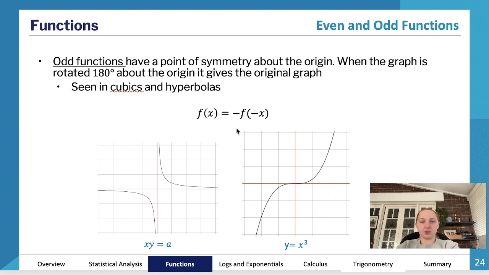Okay, so that negative f just means the whole function is negative, and then the negative x says that the x within our function is also going to be negative. And if you can prove that f of x is equal to negative f of negative x, then you've got yourself an odd function. And the only way to prove that a function is odd is to prove this. Okay.